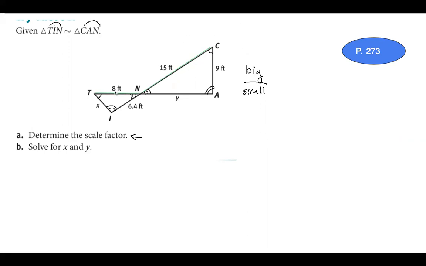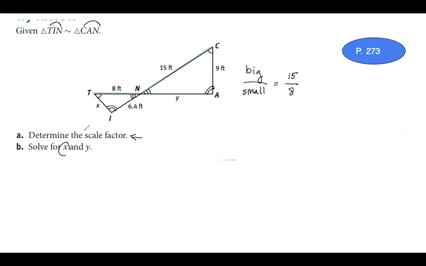And NC and TN both have numbers, so I can use them to find my scale factor. So I'm going to put the side length of the big triangle on the top, the corresponding side length from the little triangle on the bottom, and that's my scale factor, 15/8, which does not simplify, so that's what we've got to work with. Okay, now they want us to solve for x and y.